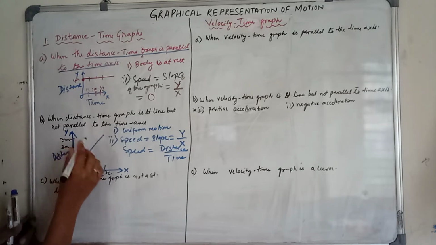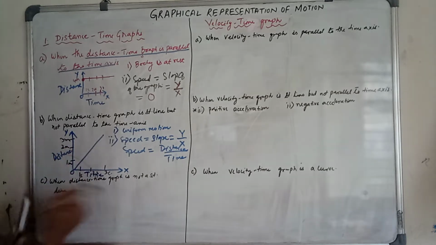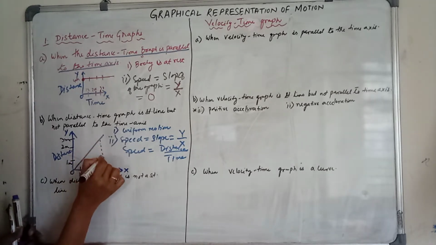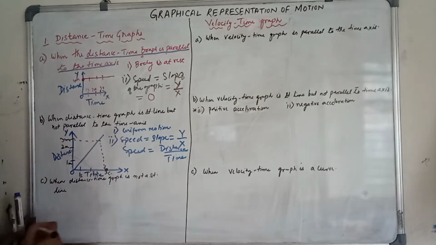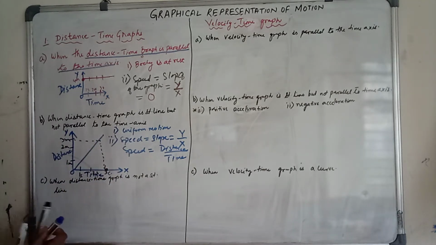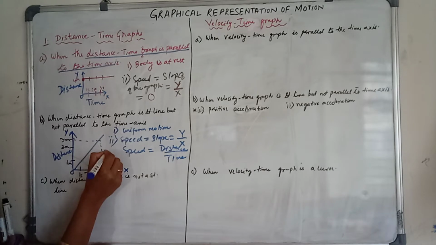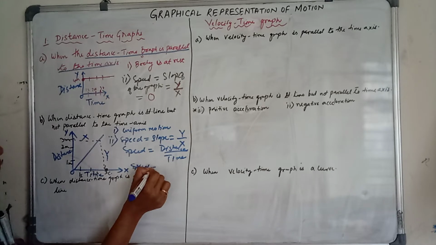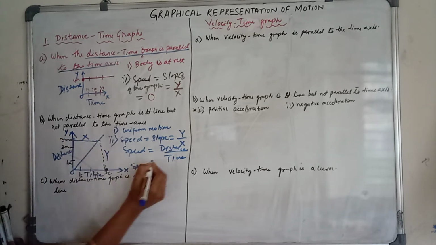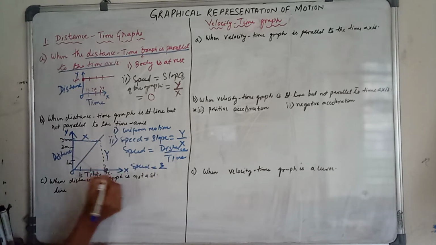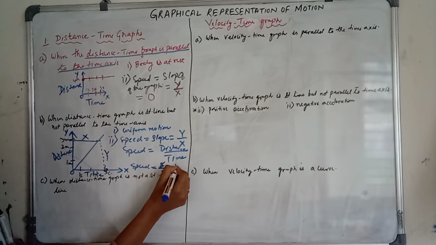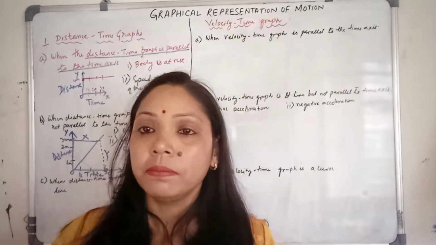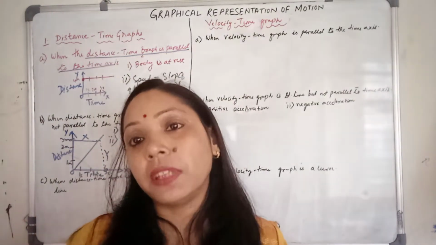So if you want to find the speed for 3 seconds, just give the line here. Now find out the slope. Slope means this is your y and this is your x. So here speed will be, now write down the value. What is the value for the distance? Yes, 3. What is the value for the time? 3. Cancel this 3. This is 1 meter per second. So in this way we can find the value of the speed from the graph.